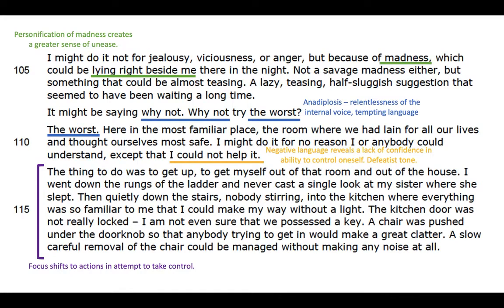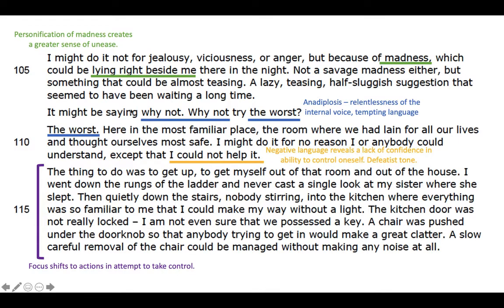And then she further personifies it by talking about this internal voice, but it's not her voice anymore. It's the voice of madness. It's someone else. It might be saying, why not? Why not try the worst? Look at the anadiplosis there, the relentlessness of the internal voice, the tempting language.